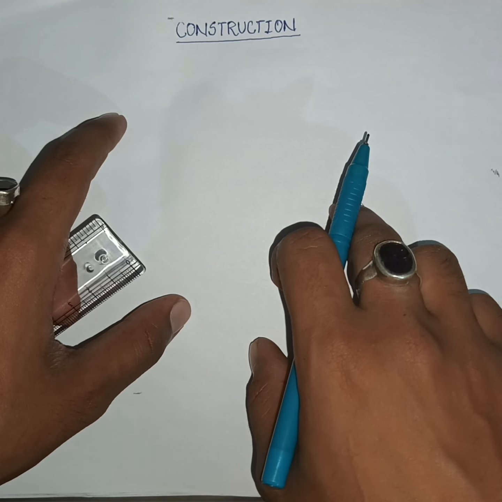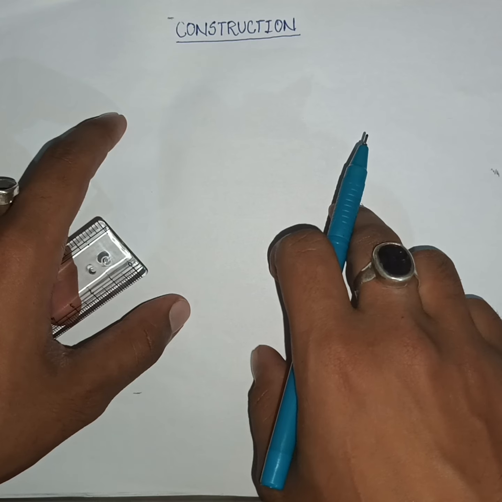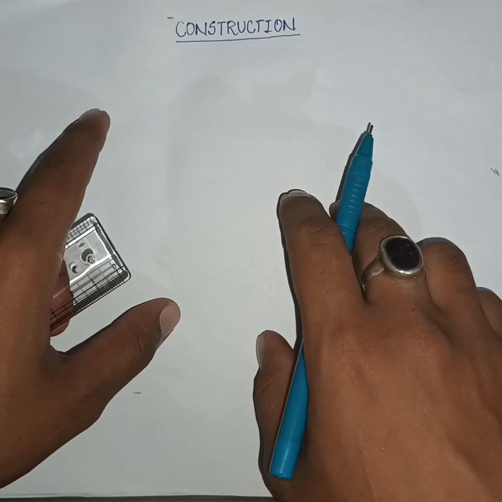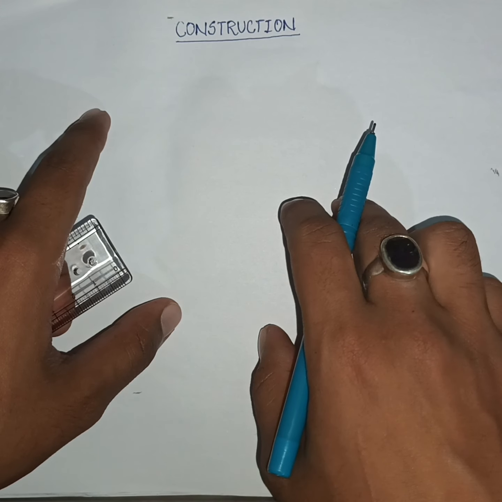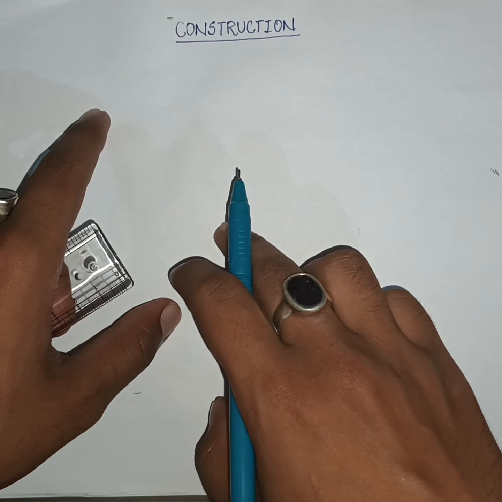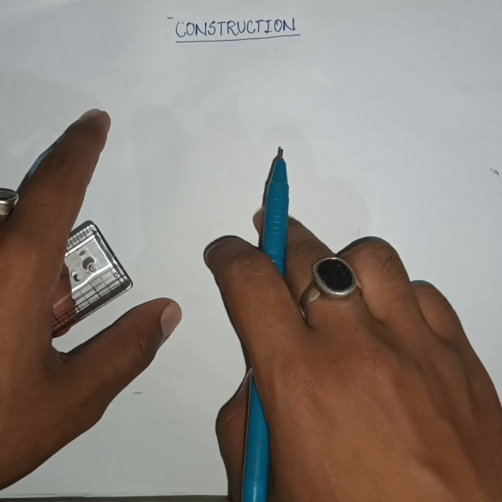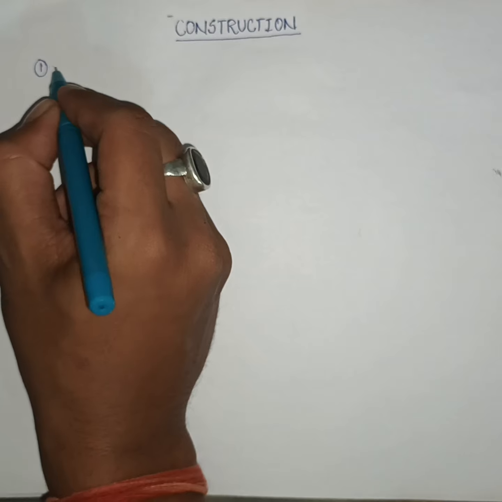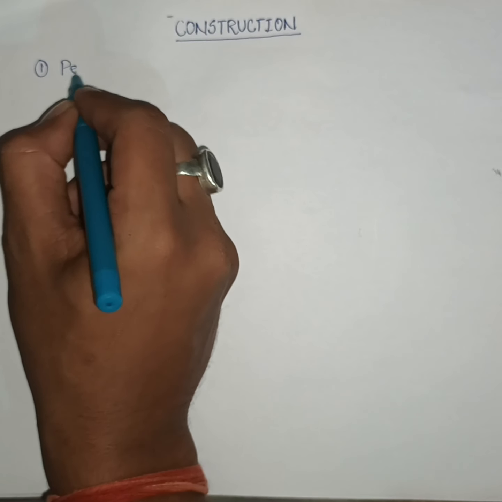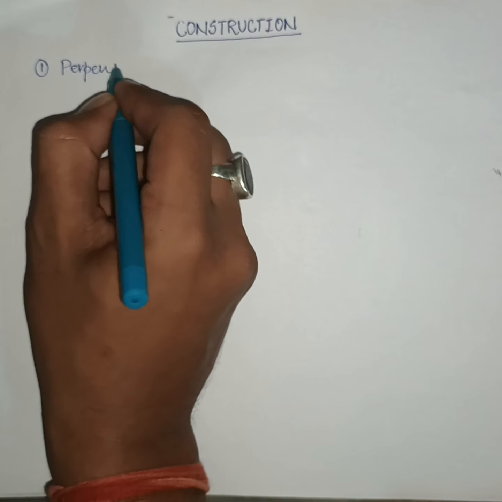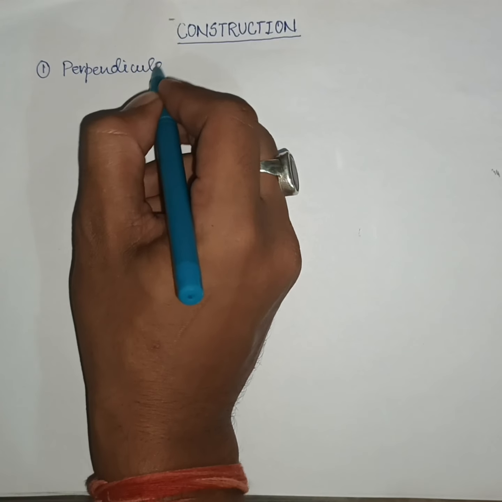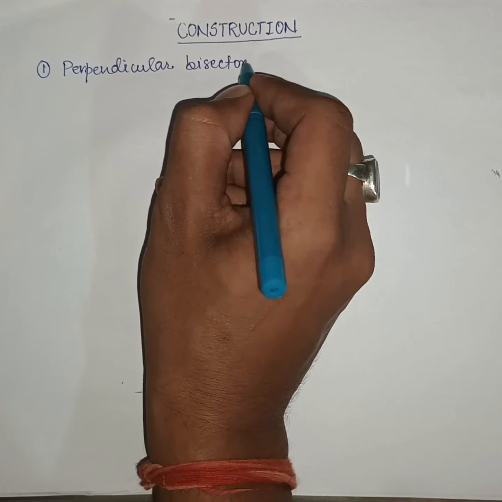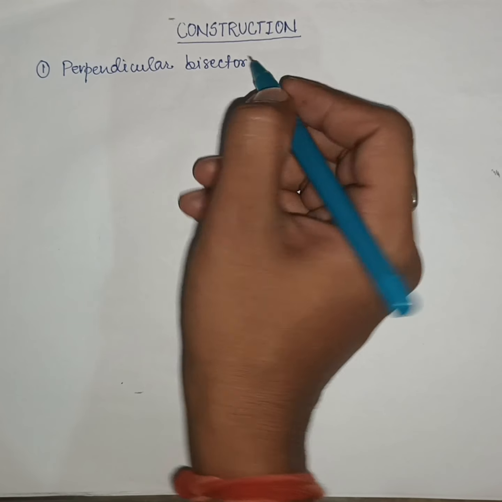First of all, we will try to understand how to construct a perpendicular bisector of any line, as well as we will try to construct the angle bisector of any given angle. So, first of all, let's start with the perpendicular bisector of any given line segment.